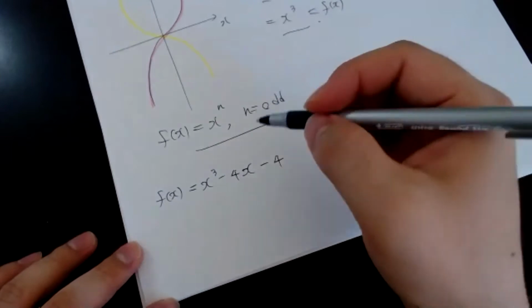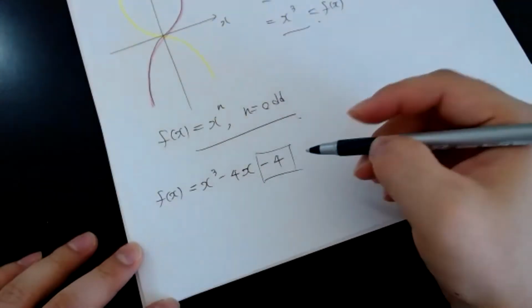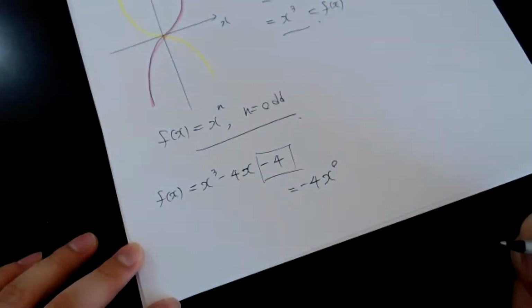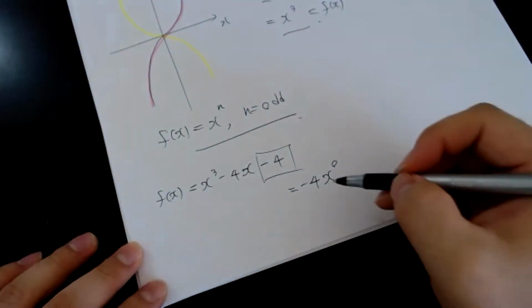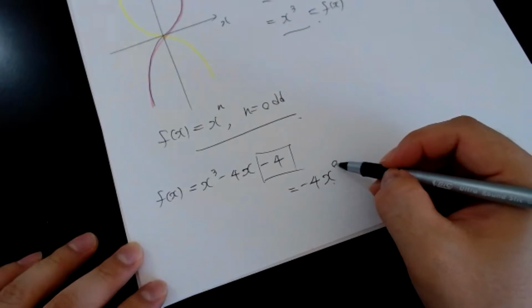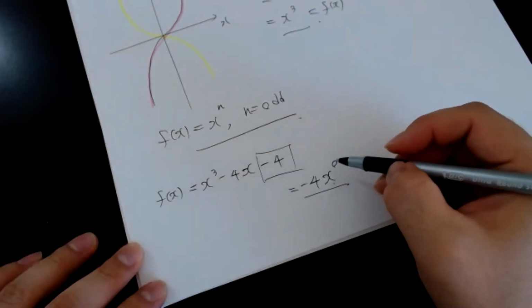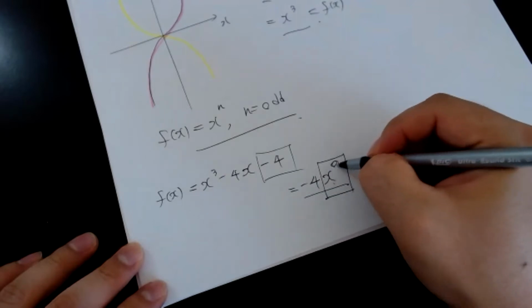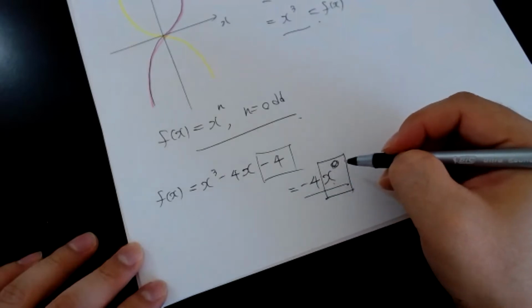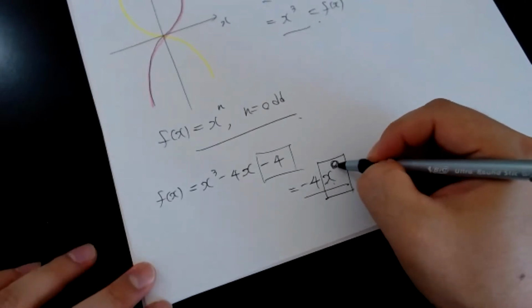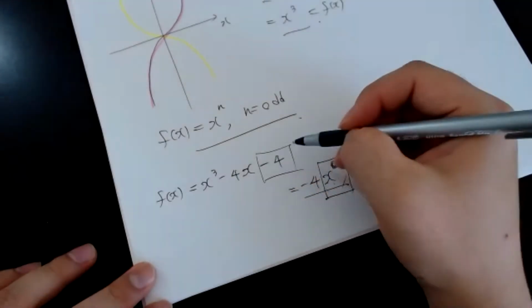Now negative 4 can be considered as negative 4 times x to the zeroth power. For any value of x, x to the zeroth power is what? 1, right? So negative 4 can be considered as negative 4 times x to the 0 power. 0 is an even number, right? 0, 2, 4. So since it is x to the 0 power, this is an even function. So negative 4 is an even function.